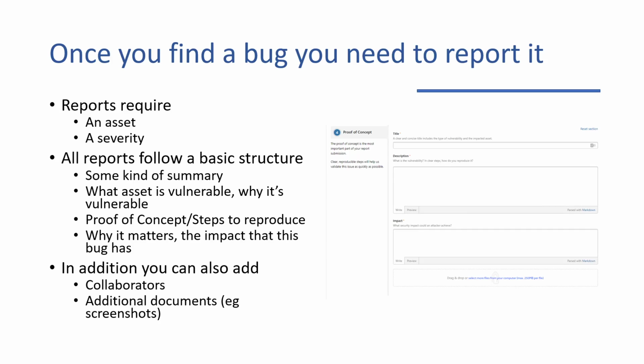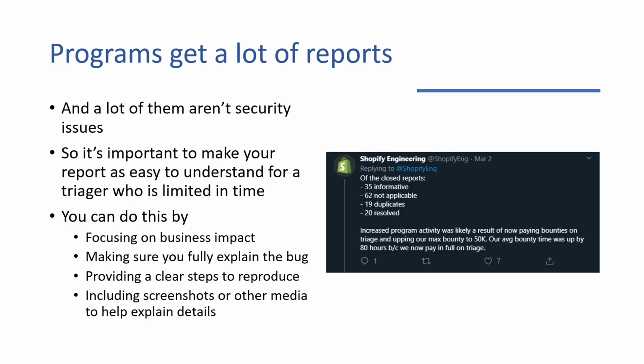So, something that's really important, we'll write a report, but actually programs get a lot of reports, and a lot of them aren't security issues. So Shopify engineering is probably one of the best examples of this, because they produce these stats every month. So this is their February report. Of the closed reports, 35 were marked as informative, 62 were marked as not applicable, 19 duplicates, and 20 reports were marked as resolved.